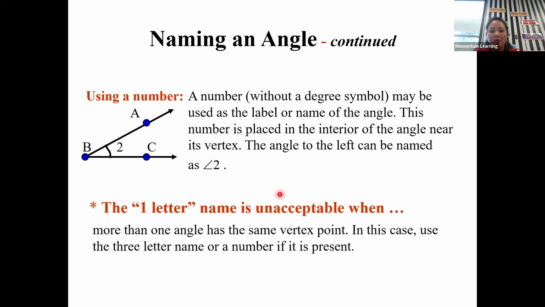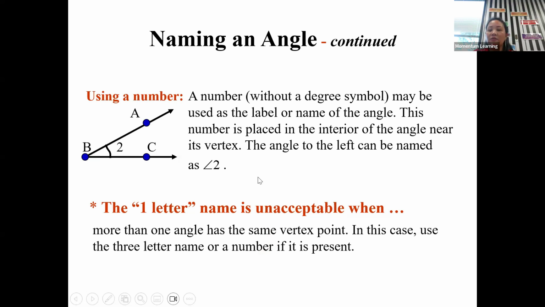So the one letter name is unacceptable when more than one angle has the same vertex point. In this case, use the 3-letter name or the number if it's present. So for example, if you have multiple angles in one area, and you're unsure, the best way to name it is using the 3 points, or if there's a number in between, then this is when you call it angle number 2.